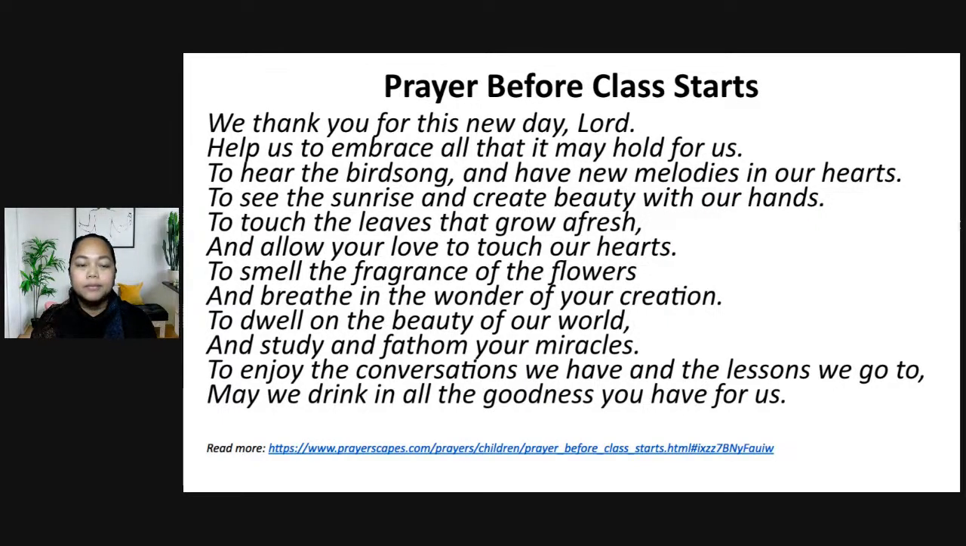We thank you for this new day, Lord. Help us to embrace all that it may hold for us. To hear the bird song and have new melodies in our hearts. To see the sunrise and create beauty with our hands. To touch the leaves that grow afresh and allow your love to touch our hearts. To smell the fragrance of the flowers and breathe in the wonder of your creation. To dwell on the beauty of our world and study and fathom your miracles. To enjoy the conversations we have and the lessons we go to. May we drink in all the goodness you have for us. Amen.